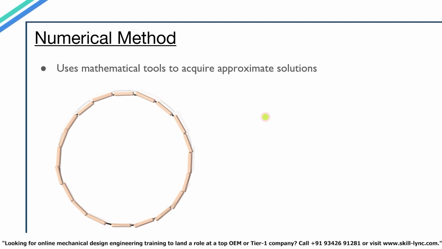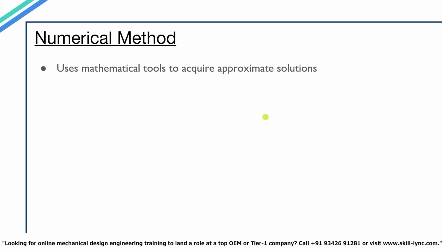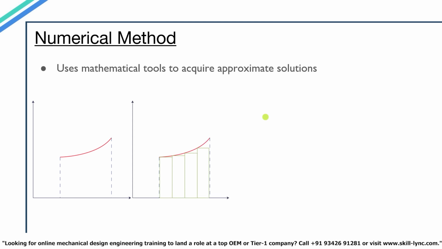Another example would be, let's say you want the area under this curve, but you don't know anything about integration. So one way to deal with this would be to divide the area under the curve into multiple rectangles, and then you can calculate the area of the rectangles to get an approximate area under the curve.